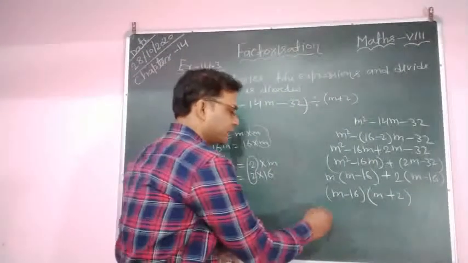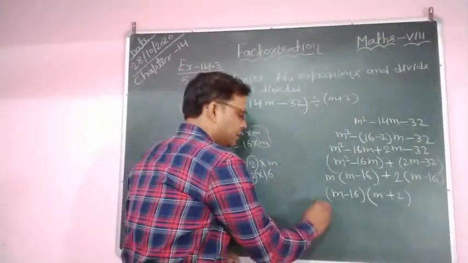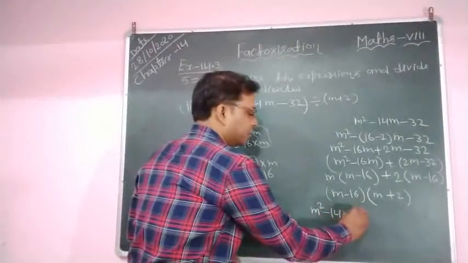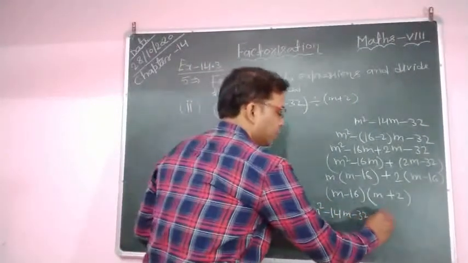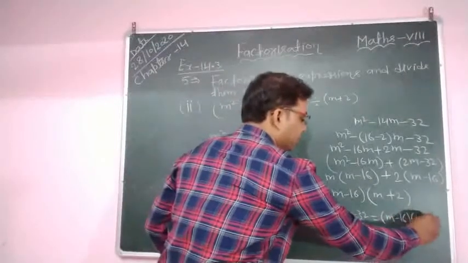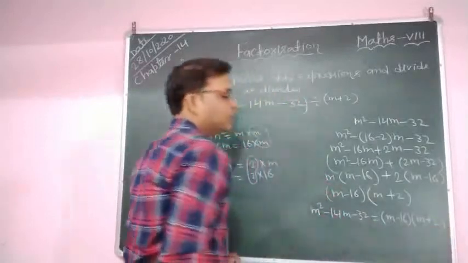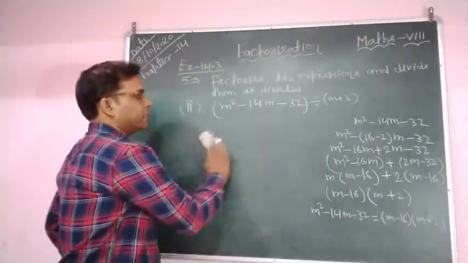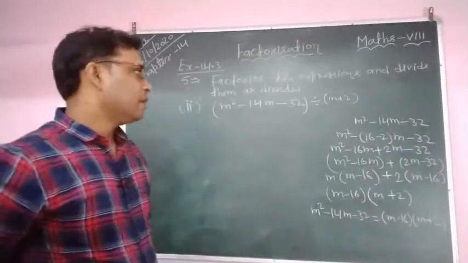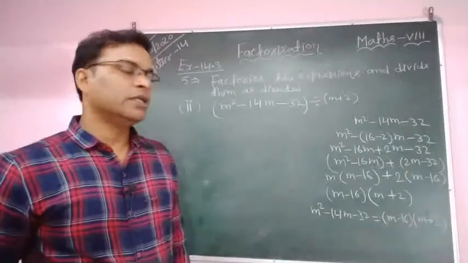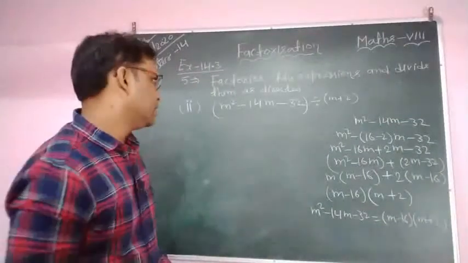So in this way you can write here the factors of m square minus 14m minus 32. This is equal to nothing but m minus 16 into m plus 2. Clear? So in this way you find the factors of m square minus 14m minus 32, which is m minus 16 into m plus 2.